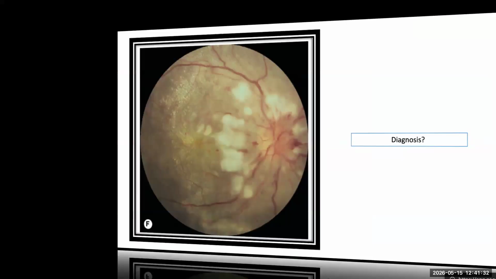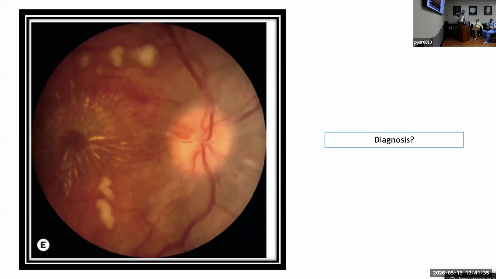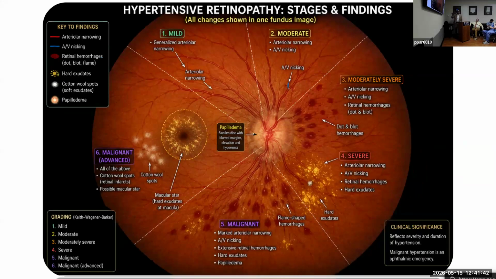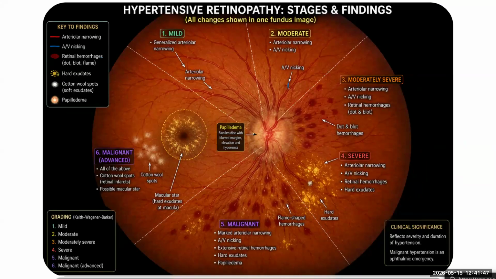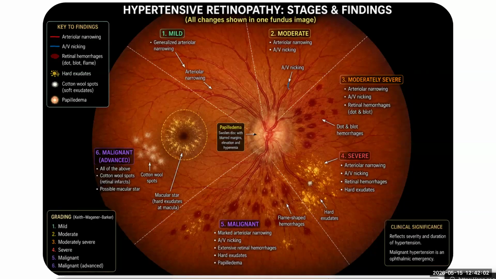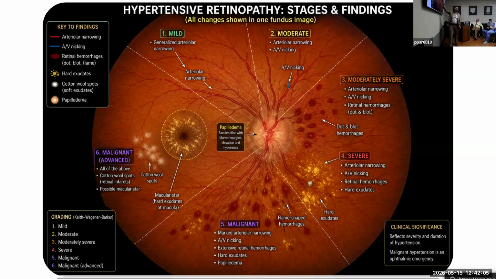This is papilledema. And what is this? The star that we see on the macula is called a macular star. These are different stages of hypertensive retinopathy. As I showed in the previous slide, arterial narrowing is mild, and AV nicking becomes moderate. Then we start seeing dot and blot hemorrhages. Severe is when we start seeing hard exudates, flame-shaped hemorrhages, and macular star, and advanced is malignant hypertension with papilledema.